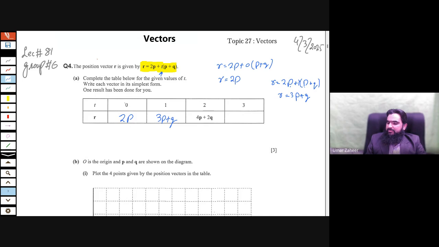Now we have to substitute 3 here. So r is equal to 2p plus 3 times p plus q. Now open the bracket. It will be 2p plus 3p plus 3q. 2p plus 3p, that will be 5p plus 3q.